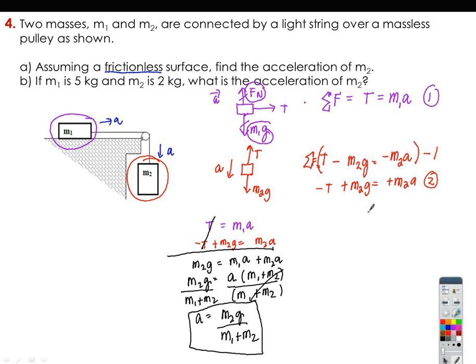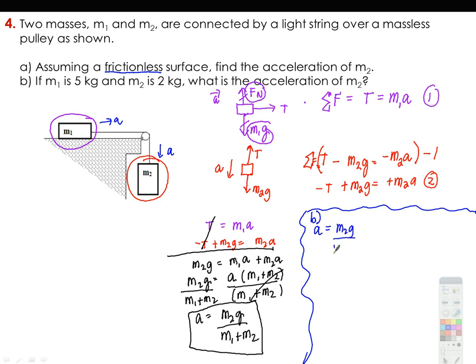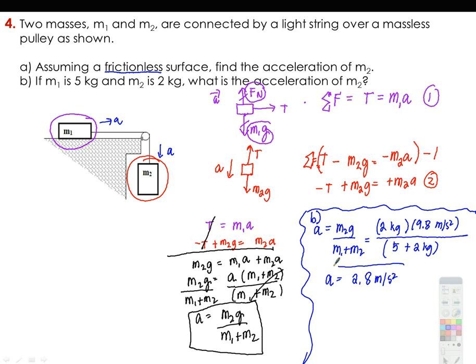Next, if m1 is 5 kilograms and m2 is 2 kilograms, what is the acceleration? So just plug in the values. Our a is m2g over m1 plus m2. Our m2 is 2 kilograms multiplied by acceleration due to gravity, and then our m1 is 5 kilograms, m2 is 2 kilograms. Then if you solve everything, you should have 2.8 meters per second squared. Okay, that's it.